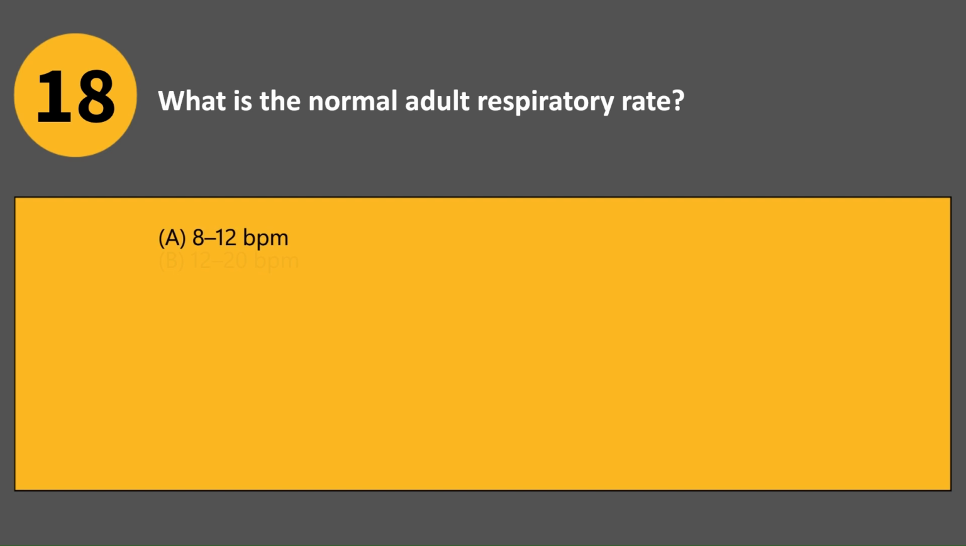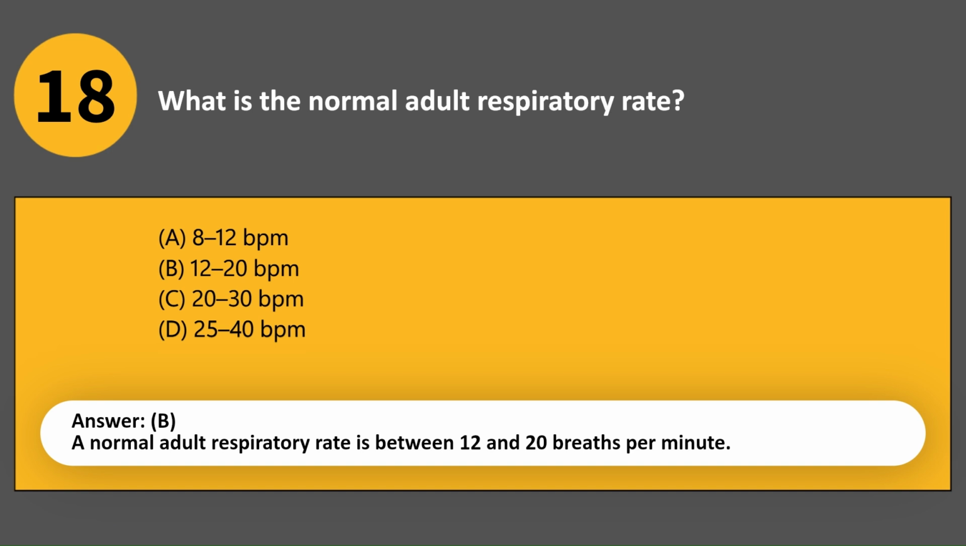What is the normal adult respiratory rate? A. 8 to 12 bpm. B. 12 to 20 bpm. C. 20 to 30 bpm. D. 25 to 40 bpm. Answer, B. A normal adult respiratory rate is between 12 and 20 breaths per minute.